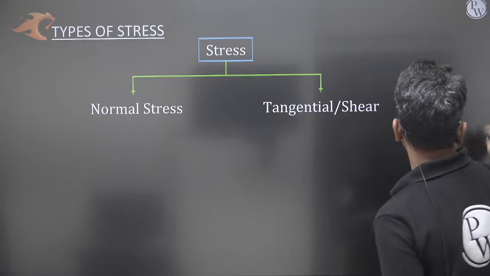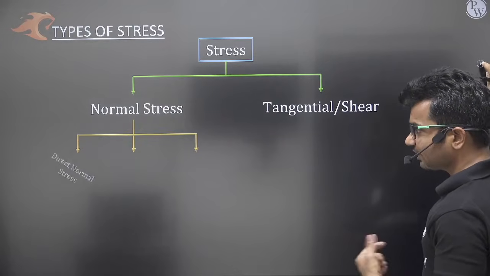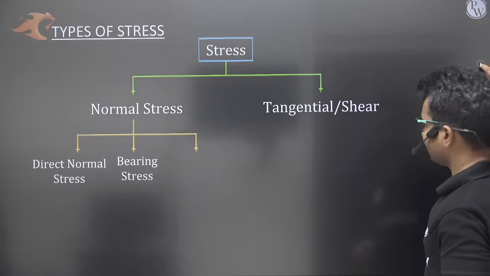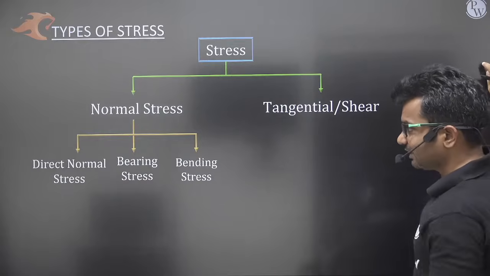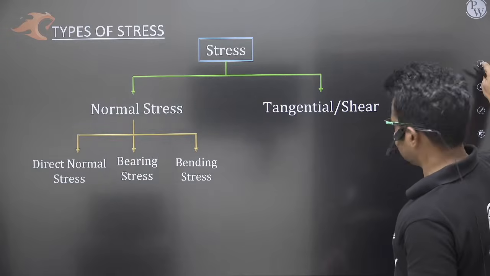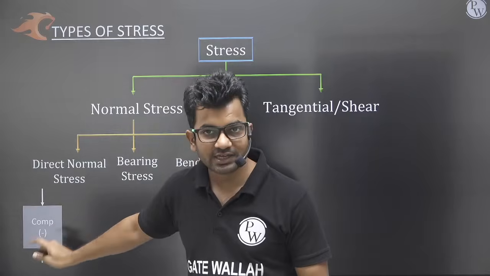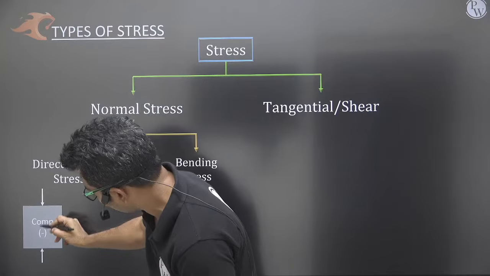Let us see the sub-classification also. Normal stress can be of three types. The first type of normal stress is direct normal stress. Then the second is bearing stress, and the third is bending stress. So what is this direct normal stress? Suppose we have an object, and we apply a loading that is passing through the axis of the material.